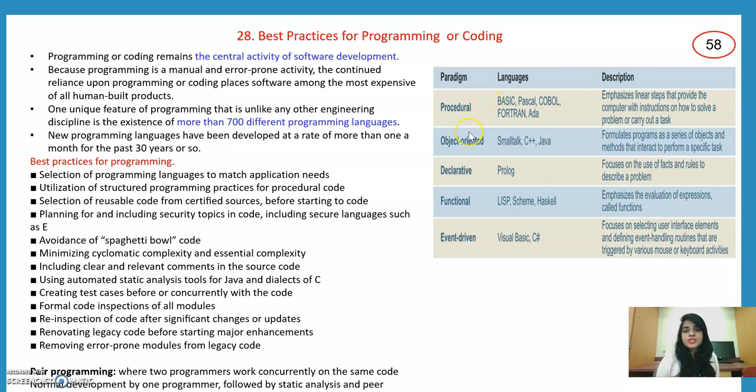These are like procedural, object-oriented, declarative, functional, and event-driven. The best practices for programming are selection of programming languages to match application needs and utilization of structured programming practices for procedural code. These are the best practices for programming. We also have different programming styles like pair programming, ping pong programming, etc.